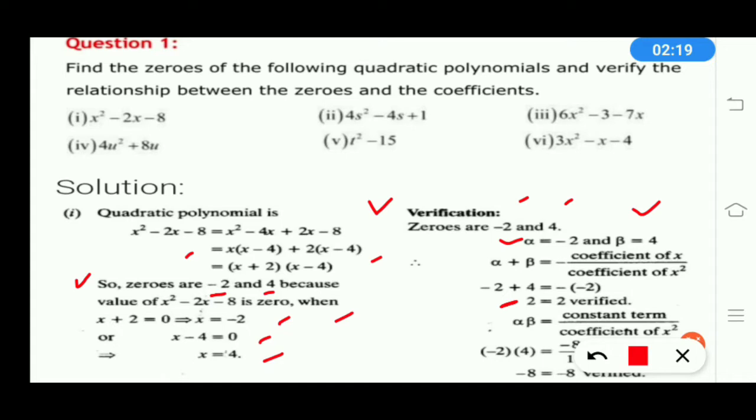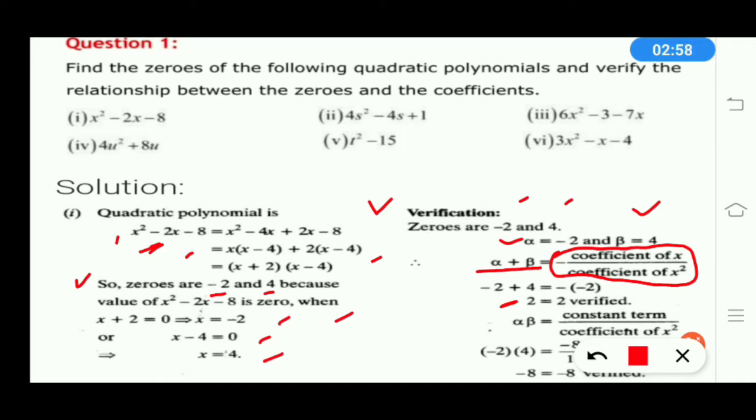Minus the coefficient of x is −(−2), divided by the coefficient of x², which is 1. So −(−2) divided by 1 is 2. So alpha + beta equals 2, and minus the coefficient of x divided by the coefficient of x² is again 2. So the left hand side equals the right hand side. Clear?